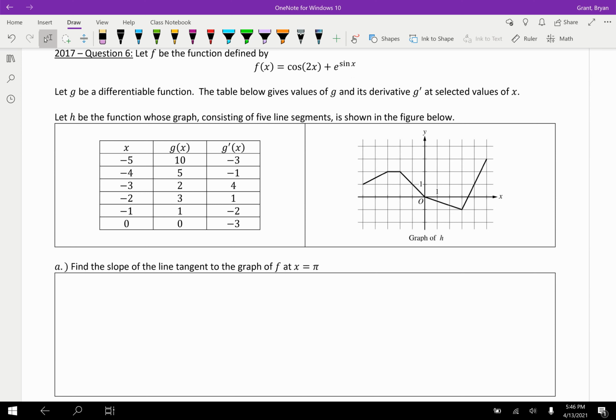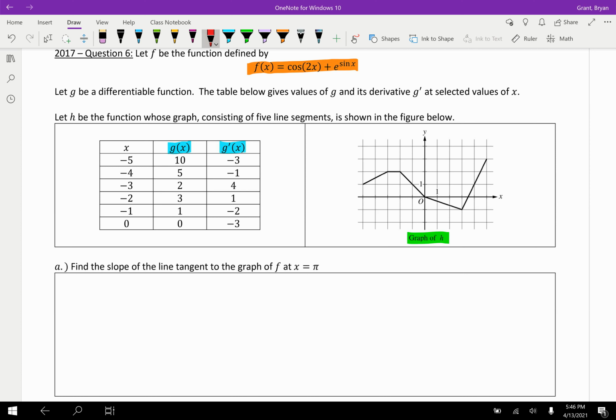It gives us 3 different functions presented in 3 different ways. The first function is f of x and is given like so. The second function is g of x and g prime. So f of x was given as an equation. G and g prime are given tabularly, as in a table. And then we also have the graph of h, which is given as, of course, a graph. All right, let's begin. Find the slope of the line tangent to the graph of f at x equals pi.